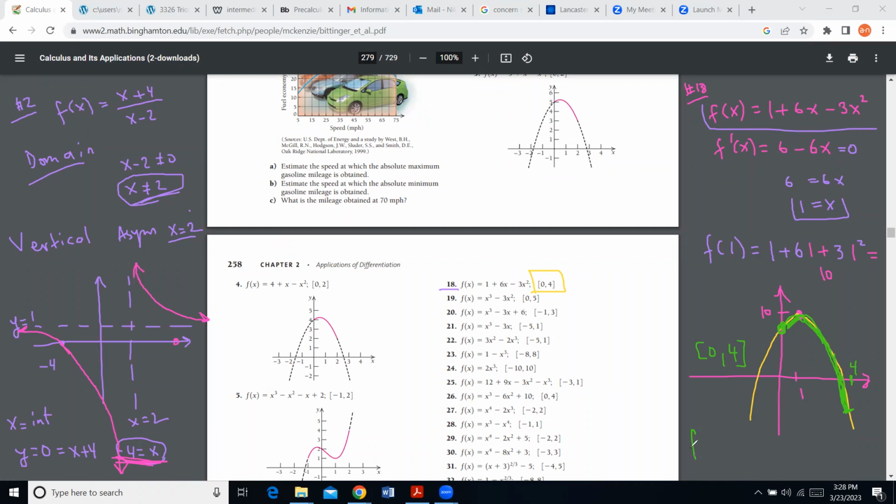So let us do this. F of 0, again, I'm plugging the numbers into my original function, so it'll be 1 plus 6 times 0 minus 3 times 0 to the second, so this is equal to 1. And then f of 4, which is analogously calculated, 1 plus 6, now we put 4, right? Minus 3 times 4 to the second.